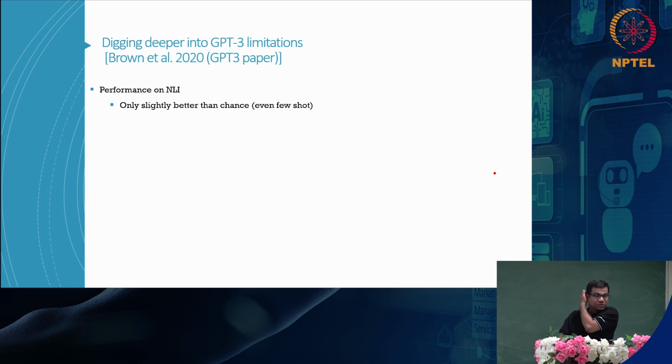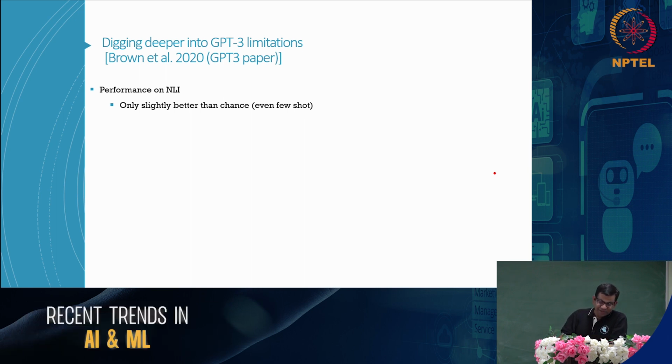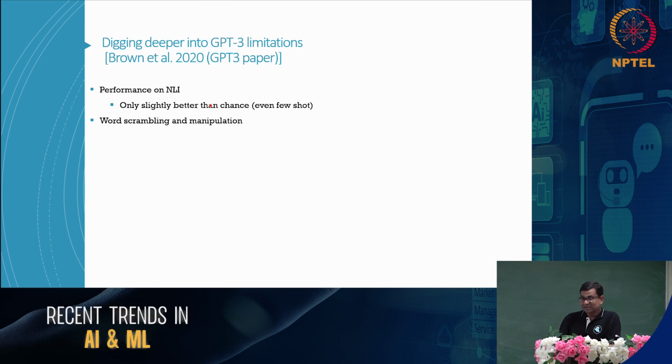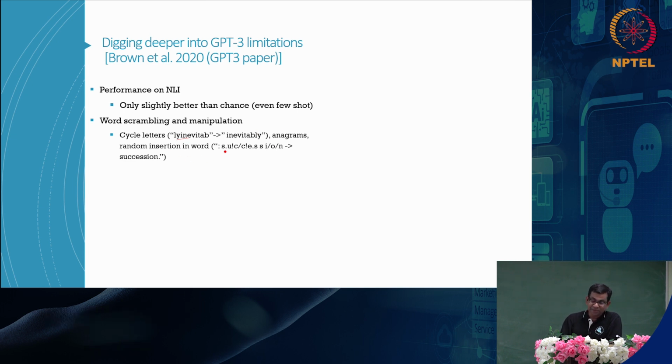Now, of course, while it is doing so many great things, it was bad in many tasks too. One is performance on NLI. NLI is natural language inference, where you give a premise and then a hypothesis, and you need to say whether, given that premise, the hypothesis is true or false. There it's no better than chance. Another is word scrambling and manipulation. If you give a word with cyclic letters and ask it to reform the word, it's very, very bad at doing that. Some models are as bad as 15 to 40% accuracy.